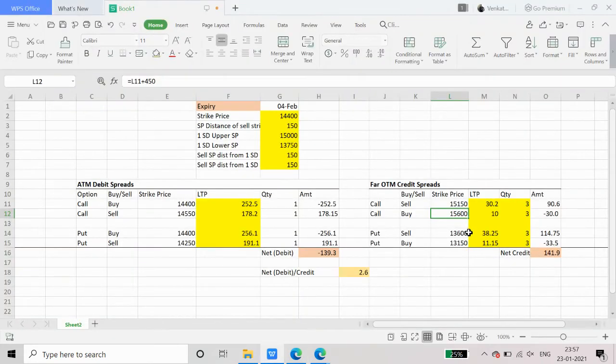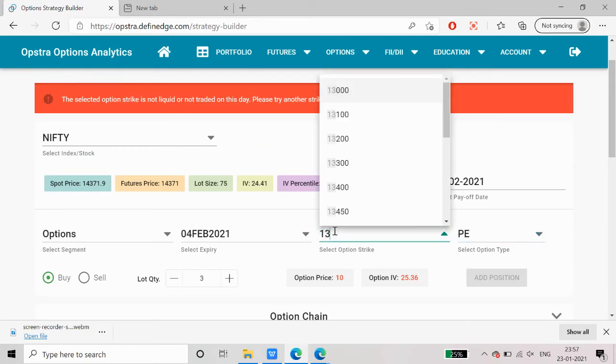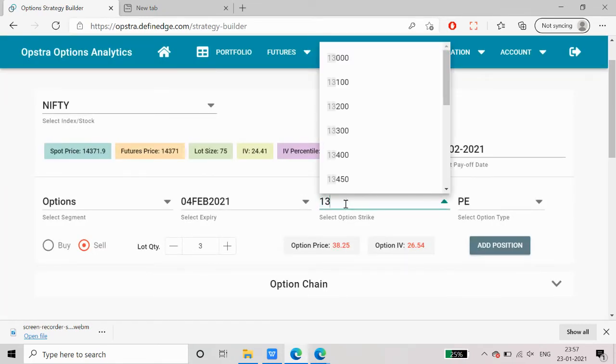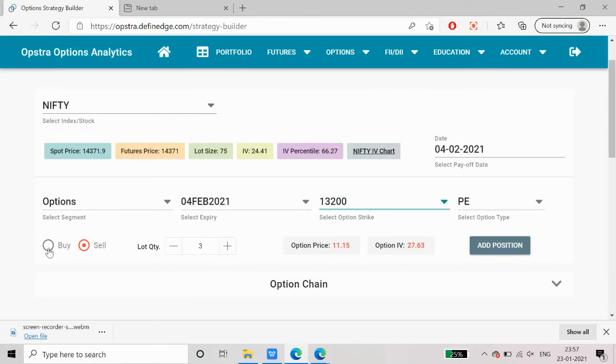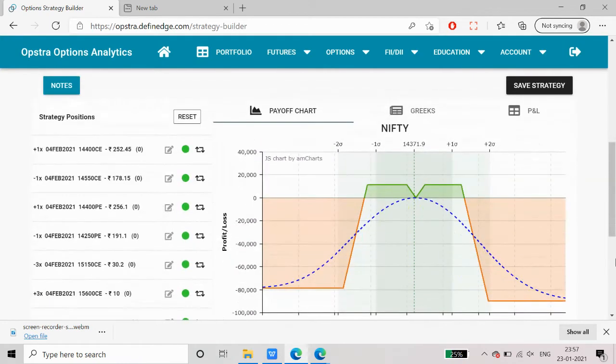Similarly, on the put side, 13,600, right? We're selling three lots and buying 13,150. Since 13,150 is not traded, we take the closer to 13,150, which is 13,205. So this is our spread.